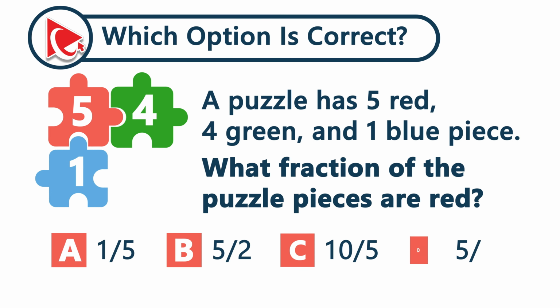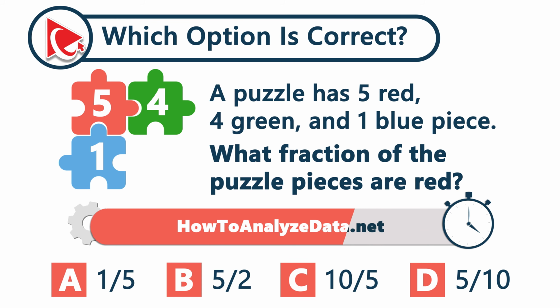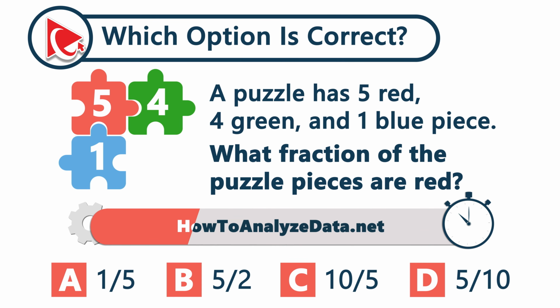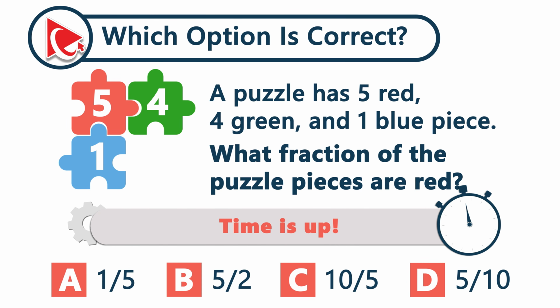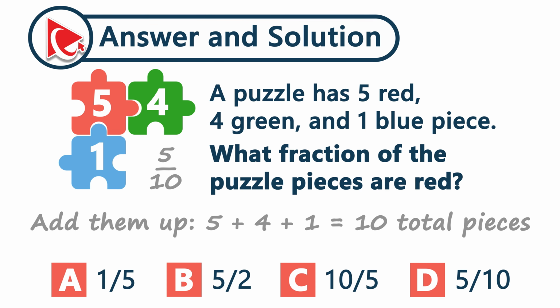We're handed a box of puzzle pieces. Can you figure out what fraction is red? Let's break it down. Add them up. 5 plus 4 plus 1 equals 10 total pieces. Now, just take the red ones. 5 out of 10. That's 5/10 of the puzzle. And the correct answer here is choice D.